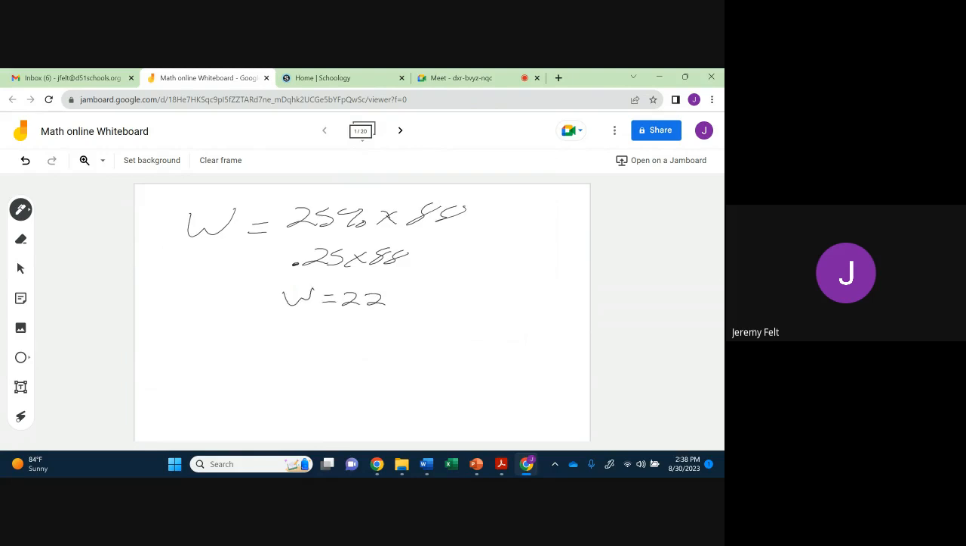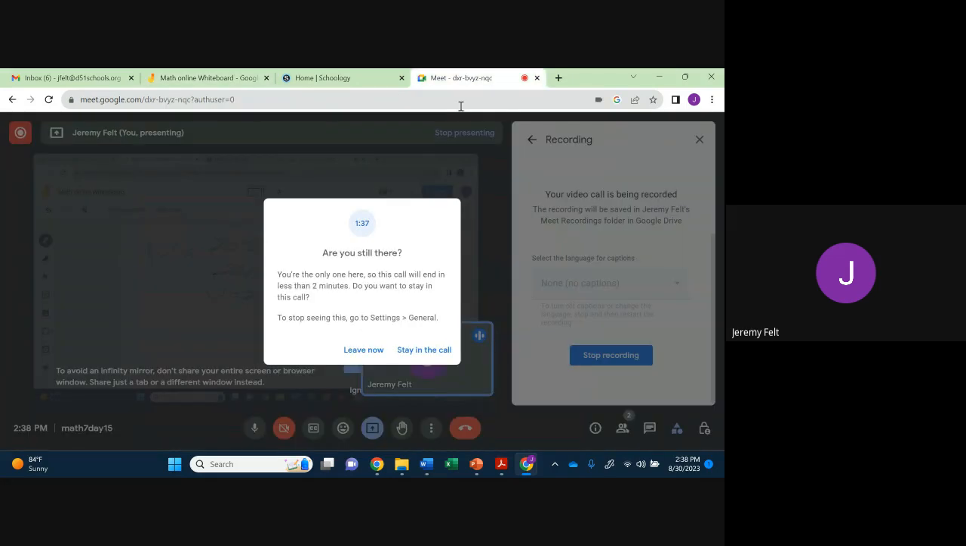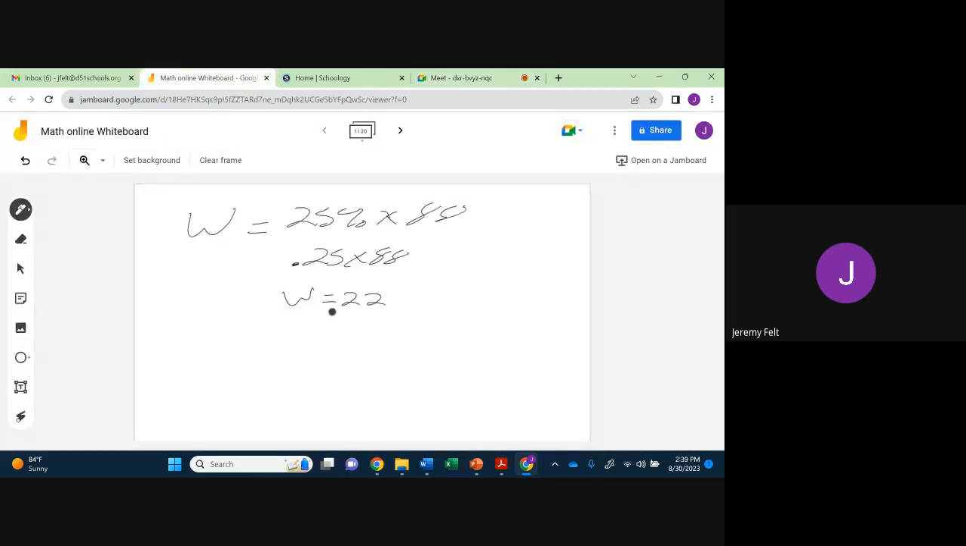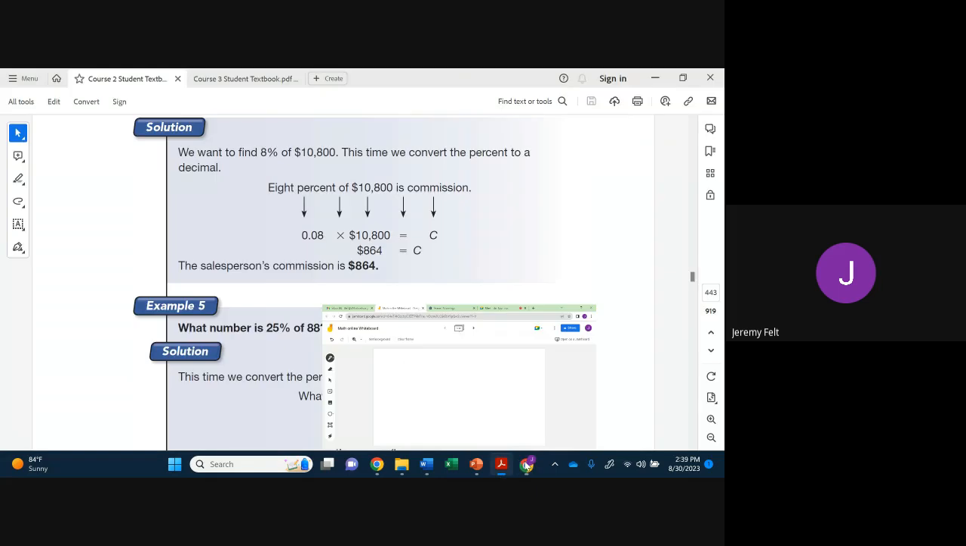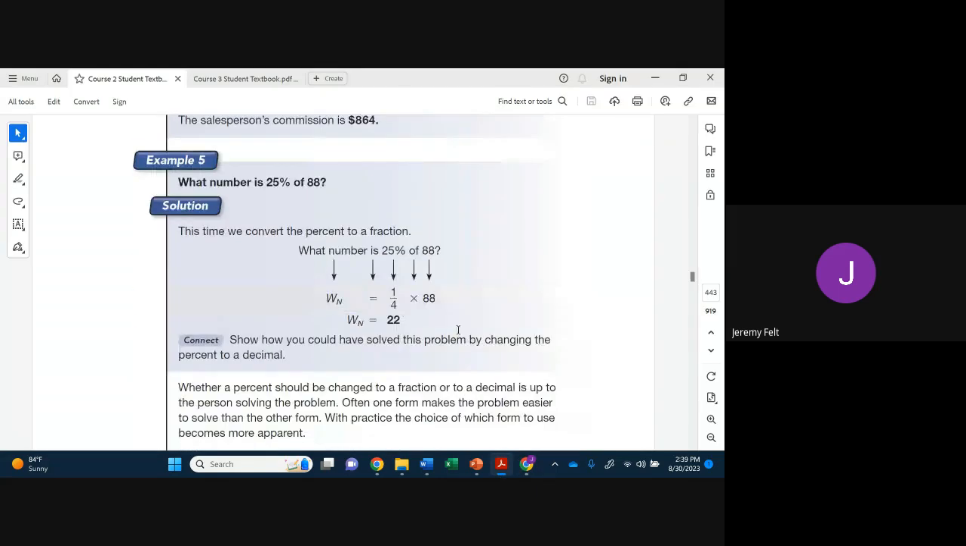Or you could do the fraction. That's fine. Either way, it's going to get you the same answer. The thing is, we don't want to do 25 times 88. That's going to make a really large number, which is obviously not what we're going for. So convert your percent to either a decimal or a fraction. And looking at 22 being a fourth or 25% of 88, that makes sense. If you ever get a number that's really large or really small, go back and check your work.